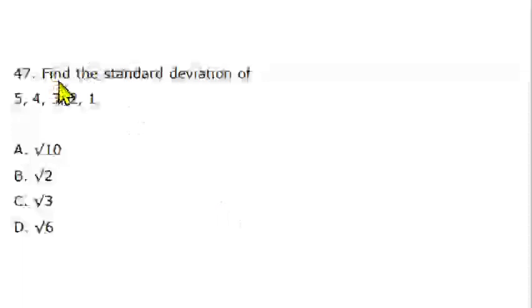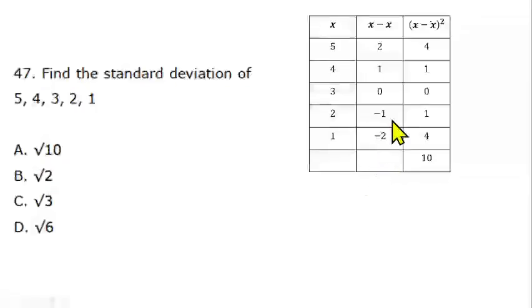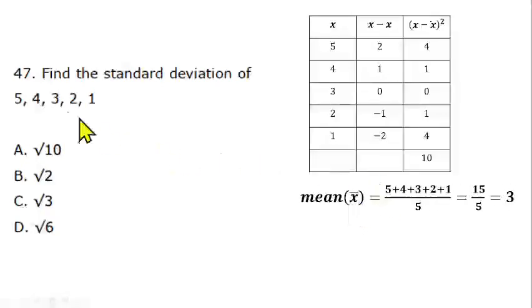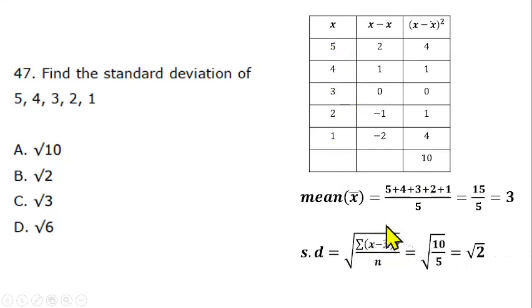Question number 47, we have to find the standard deviation of these 5 digits. So how do we find standard deviation? We have to find the mean. We add the numbers together and divide by 5, that gives us 15 over 5, which is 3. Then the standard deviation is the square root of the summation of x minus x bar squared over n.